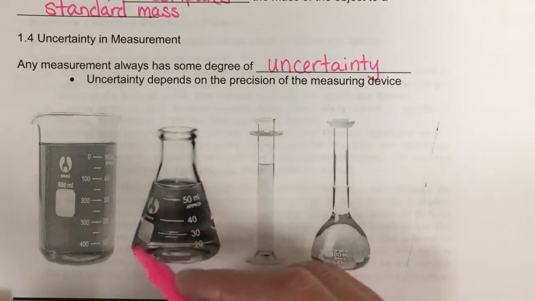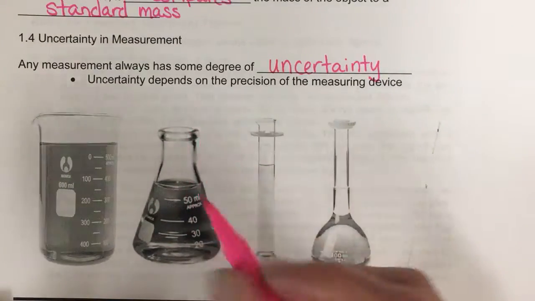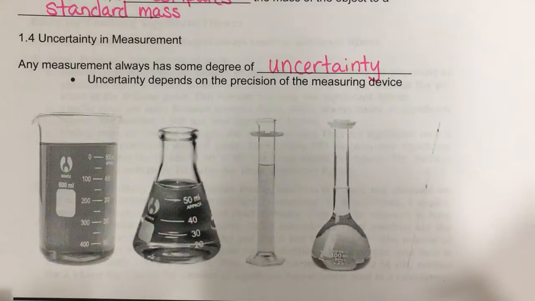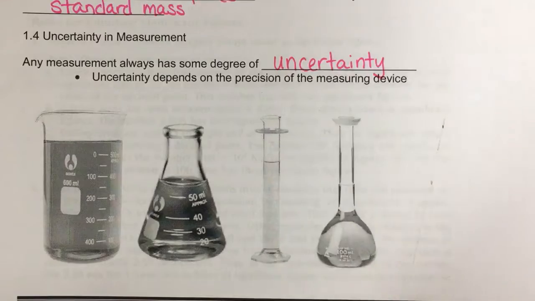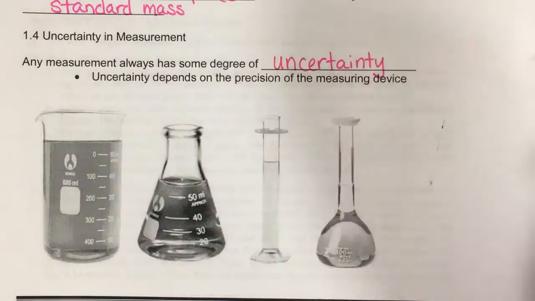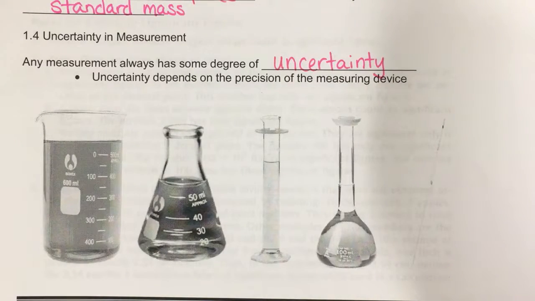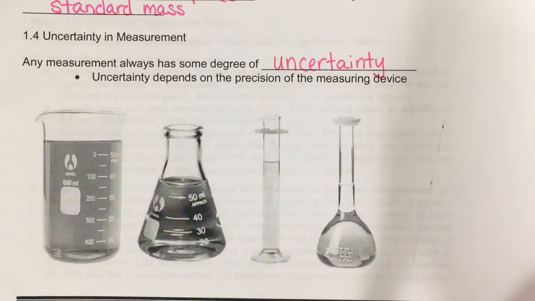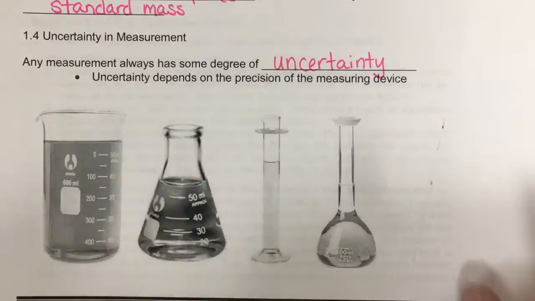If I look at my Erlenmeyer flask, on the other hand, I'm counting 20, 30, 40, 50. So now I'm counting by tens. There's a lot less uncertainty here. If I'm using my graduated cylinder, most graduated cylinders either go up by ones or even some go up by 0.1. So that's going to be a lot more accurate. So depending on your measuring tool, you're going to have better results.